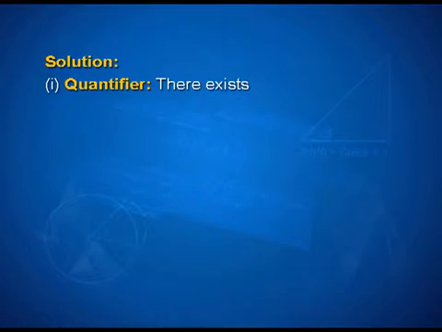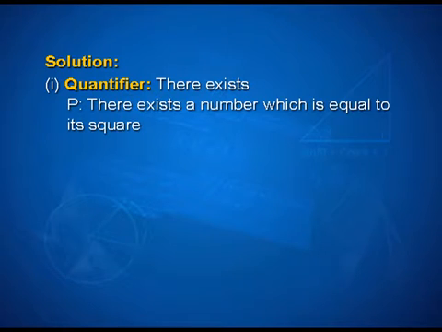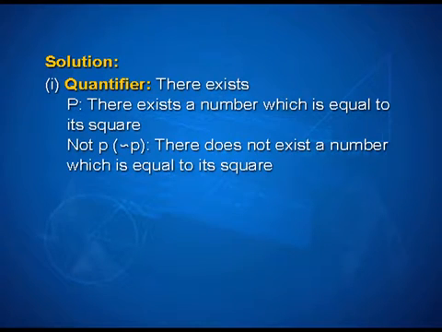Now, let us look at the solution. First, quantifier here is there exists. P: there exists a number which is equal to its square. Not P is there does not exist a number which is equal to its square.